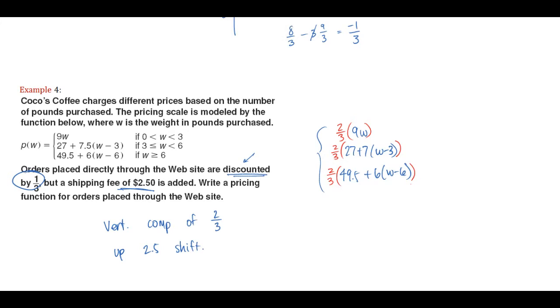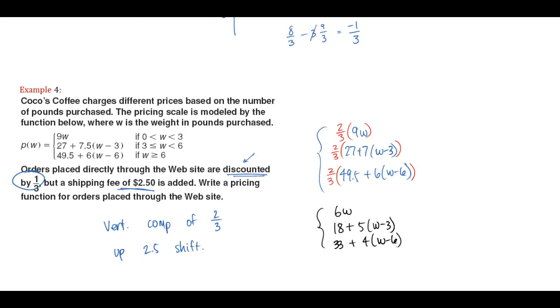And now that we've done that, we could clean it up a little bit if you like. If I multiply it by 2/3, then what will I have? I will have 6W for the first piece. For the next piece, I'll have 18 plus 5W minus 3. And the last one, if I multiply it by 2/3, it's going to be 33 plus 4W minus 6. So I just cleaned it up. All I did was distribute the 2/3 through, so you would see it again. That way you go, oh, okay, it looks a little prettier than the last one.